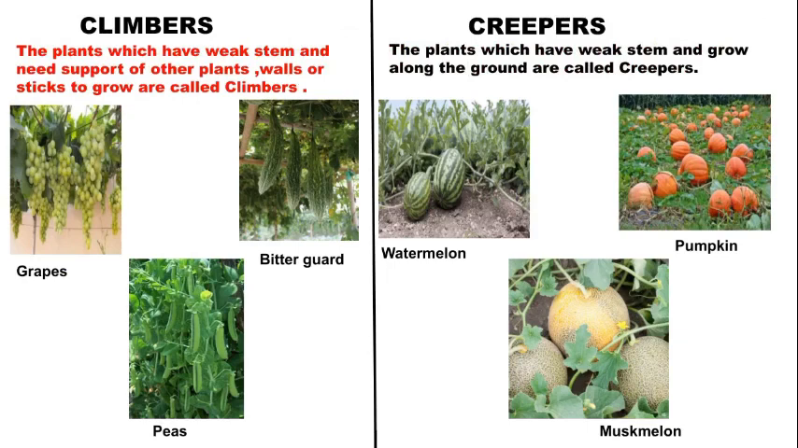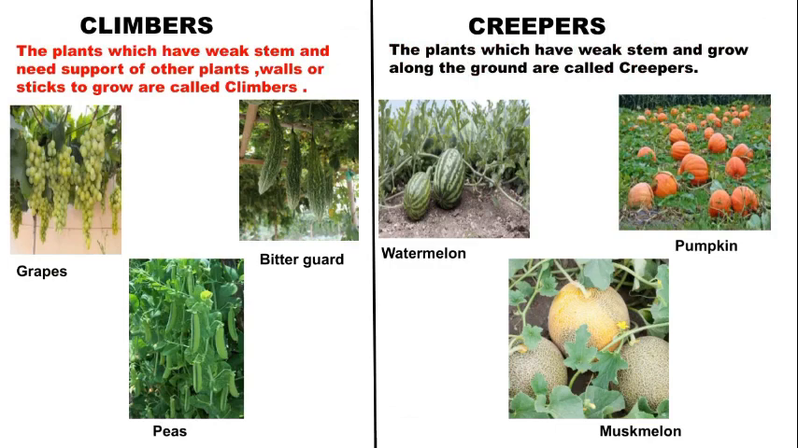Okay. Next type of plants are climbers. What are climbers? The plants which have weak stems and need support of other plants, walls or sticks to grow are called climbers. For example, grapes, bitter gourd, peas, etc. So these types of plants, climbers, need support, children. Without support, these climbers cannot grow. You can see in the picture the grapes, bitter gourd, peas and all. This bitter gourd is taking the support of a stick, isn't it? Yes. So these climbers need support to grow.